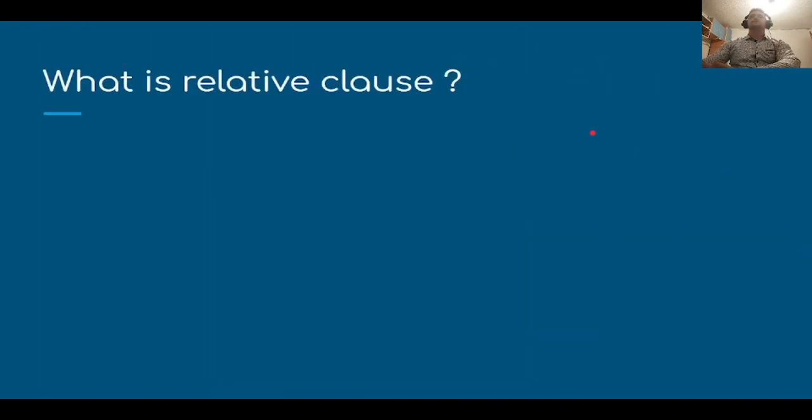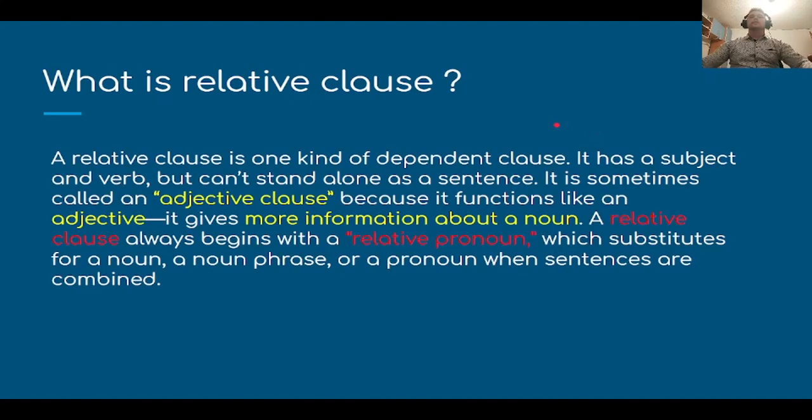Now, let's try to define what a relative clause actually is. The relative clause is a kind of dependent clause. It has a subject and a verb, but cannot stand alone as a sentence. Sometimes it is called an adjective clause. Why? Because it functions like an adjective. It gives us more information about a certain noun. A relative clause always begins with a relative pronoun, and this relative pronoun can substitute for a noun phrase or a pronoun when the sentences are combined.